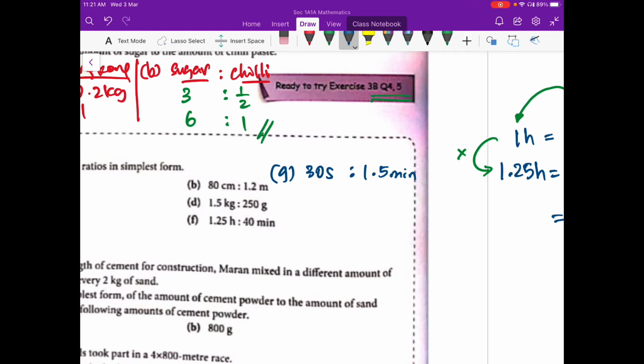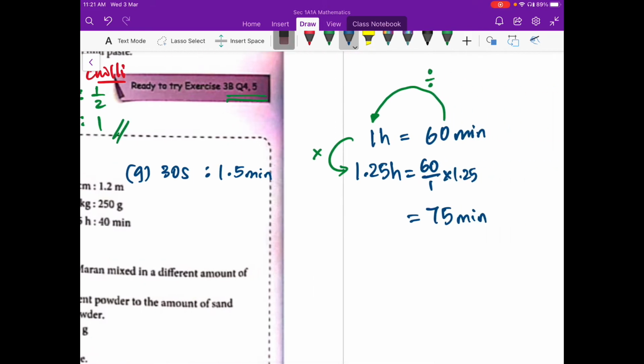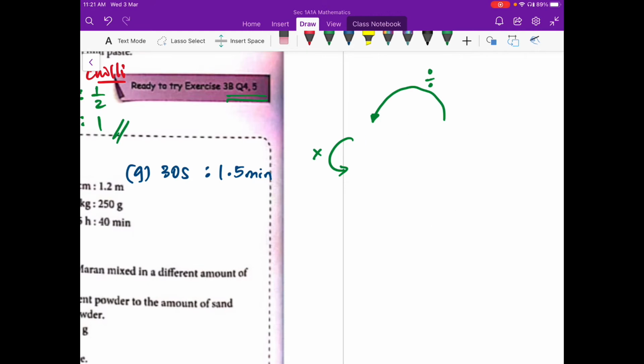I just want to show you that it is perfectly fine to use the same way. So here, it's in the same format. I'll use the same format. Yes? Okay, go. Seconds to minutes. 30 seconds equals how many minutes? This is what I want to find out. So what do I already know? 1 minute is 60 seconds. Can I write it like this? 1 minute equals 60 seconds?